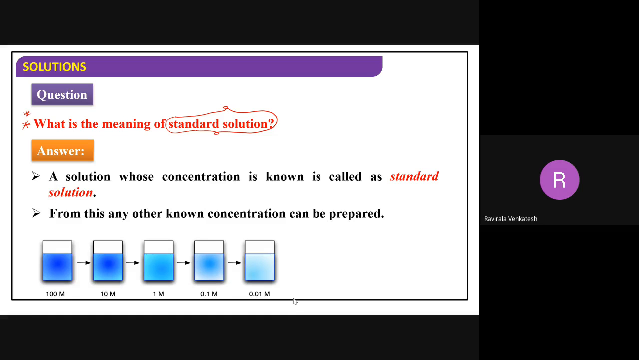From this, any other known concentration can be prepared. For example, I have a 100 molar solution. Now, by using this one, I can make 10 molar, 1 molar, 0.1 and 0.01. If you know the concentration of the first one, we can prepare the others using this known concentration. If you don't know this one, we can't prepare any concentration of the solution. In examination, they ask some volumetric analysis. In that, you have to prepare a 1 molar solution. For that also, you can dilute by using a standard solution.